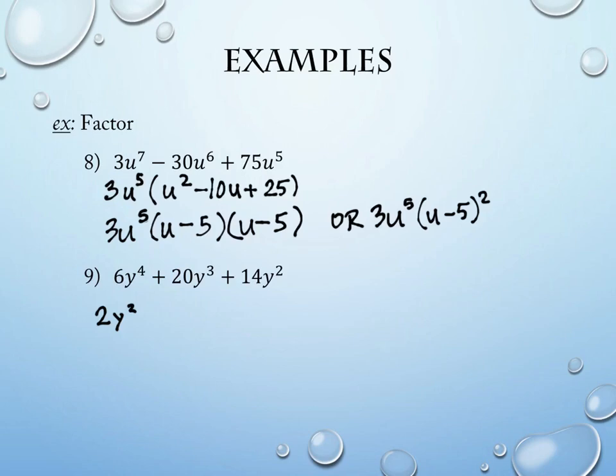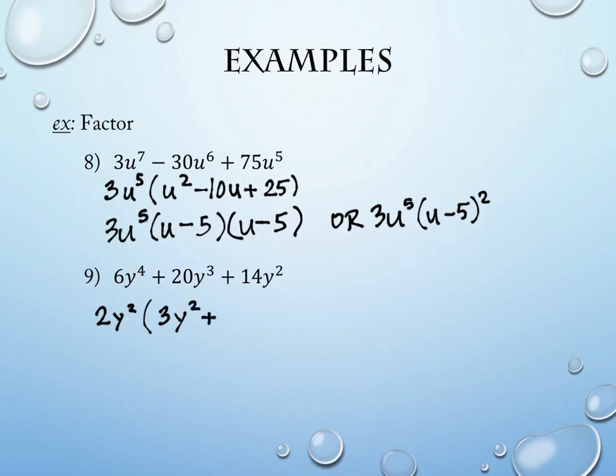Y squared. So we'll first take a 2y squared out of every term. If I take 2y squared out of 6y to the fourth, what am I left with? 3. How many y's? 2 of them, so y squared, right?